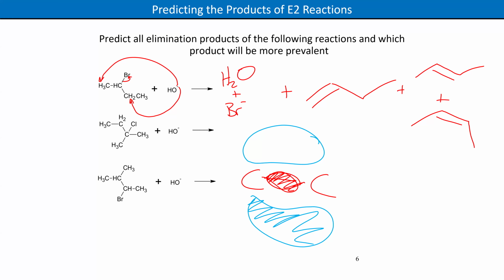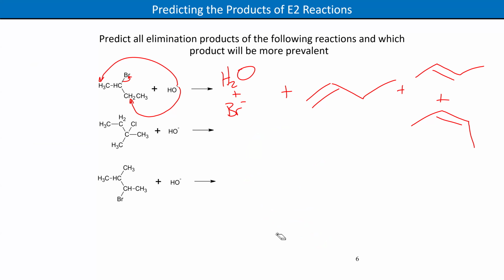So if we're talking about 2-butene, we need to specify: are they on the same side or are they across the alkene bond? Similar to the ring structure, think about it kind of like that.